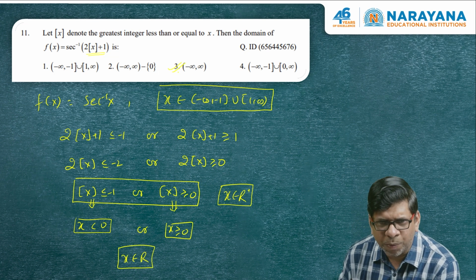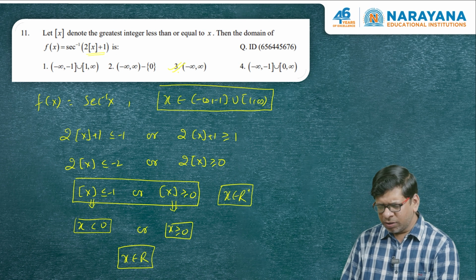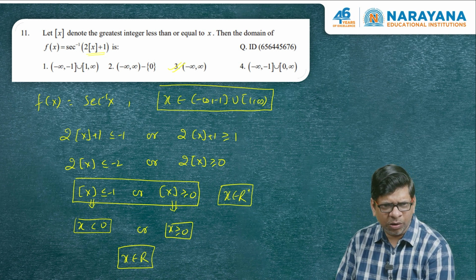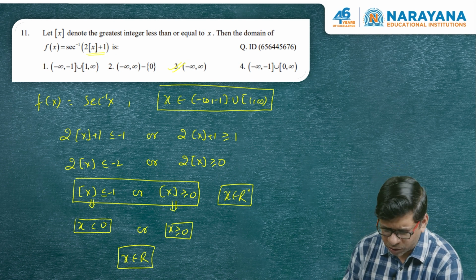So the answer is option 3. The difficulty level is very basic, an NCERT based question. So again this is one of the solvable questions in Redshift.